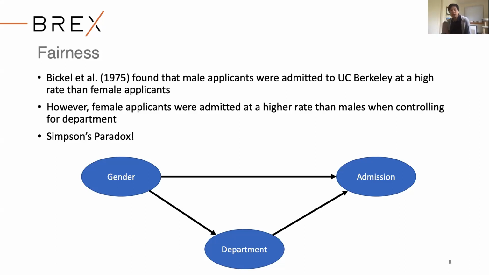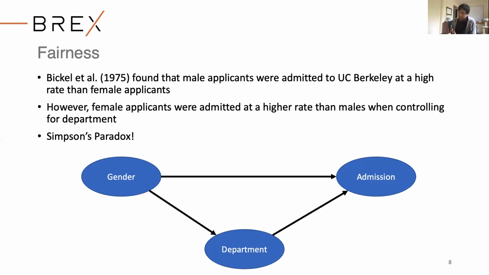Sorry, there's a question here: shouldn't there have been a weighting by department? What do you mean by weighting by department? When you look at the aggregate data, it is essentially weighted by department size. You can imagine a case where all of the female applicants applied to a department that had a 1% acceptance rate, and all of the males applied to one that had a 100% acceptance rate.